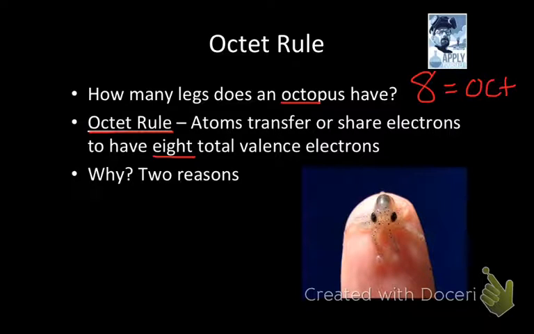So if we have an Octet rule, that says that atoms transfer or share electrons to have 8 total valence electrons. Again, atoms are going to transfer or share their electrons to have 8 total valence electrons.